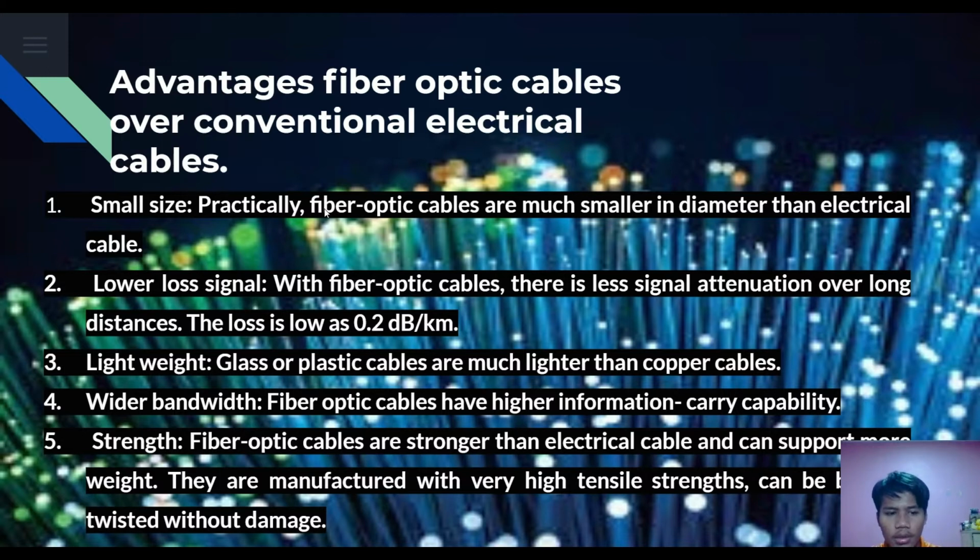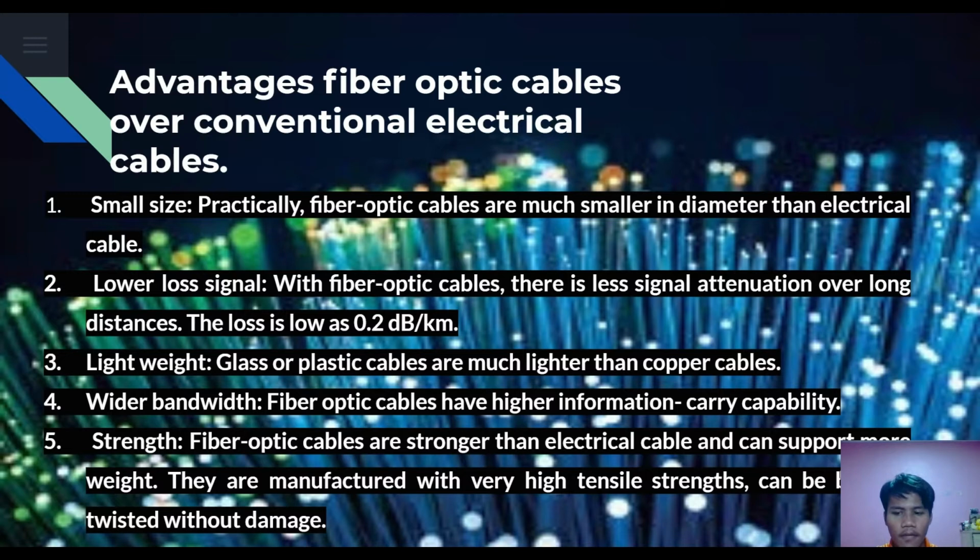About the weight, the fiber optic cable is light because, as we know, glass and plastic cables are much lighter than copper cables. For the fourth, it has a wider bandwidth, so optic cables have higher information carrying capability. Fifth, fiber cables are stronger than electrical cables because they can support more weight.